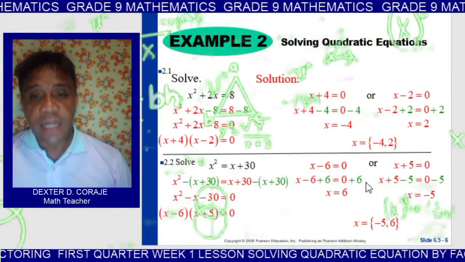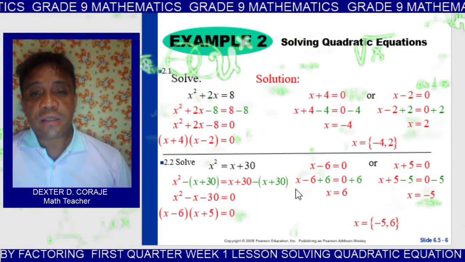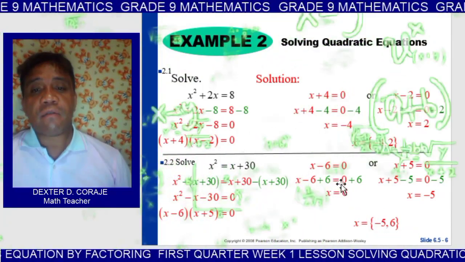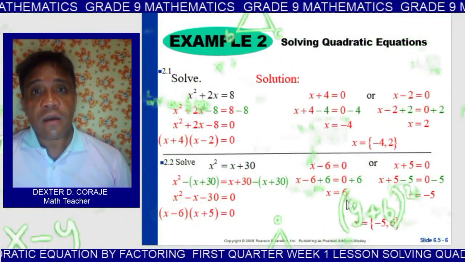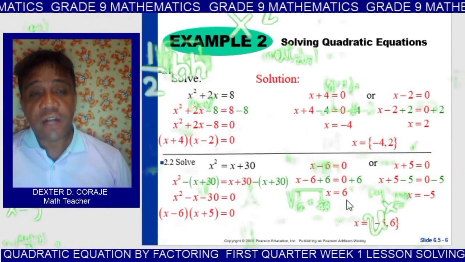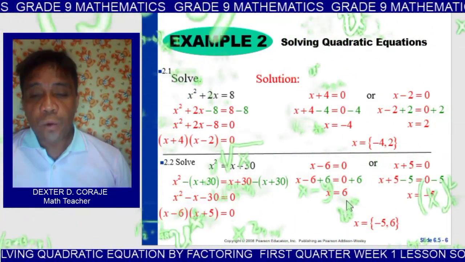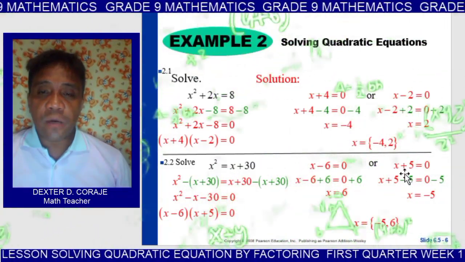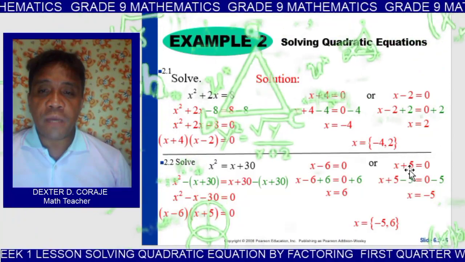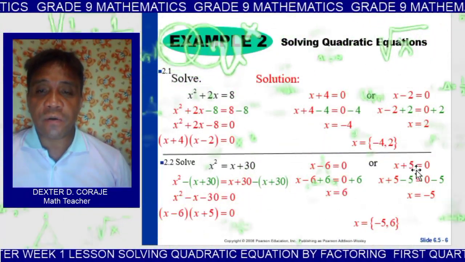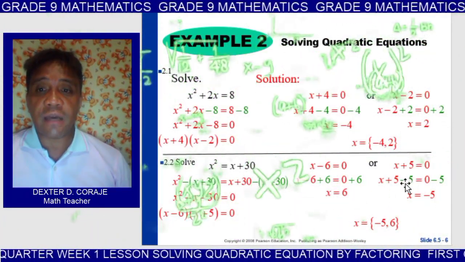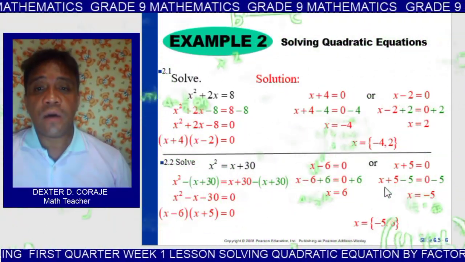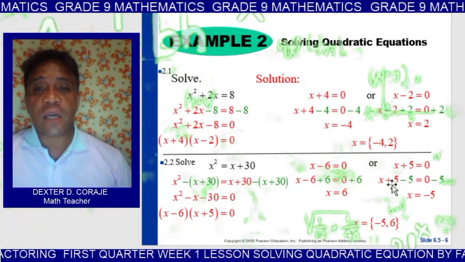So we have now that. And so x minus 6 plus 6 is x, and 0 plus 6 is 6. So the value of x now here is 6. While on the other side, we have x plus 5 equals 0. So to make it 0, the plus 5 here, we are going to add both sides by negative 5, the additive inverse of positive 5. So we have now x plus 5 minus 5 is equal to 0 minus 5.